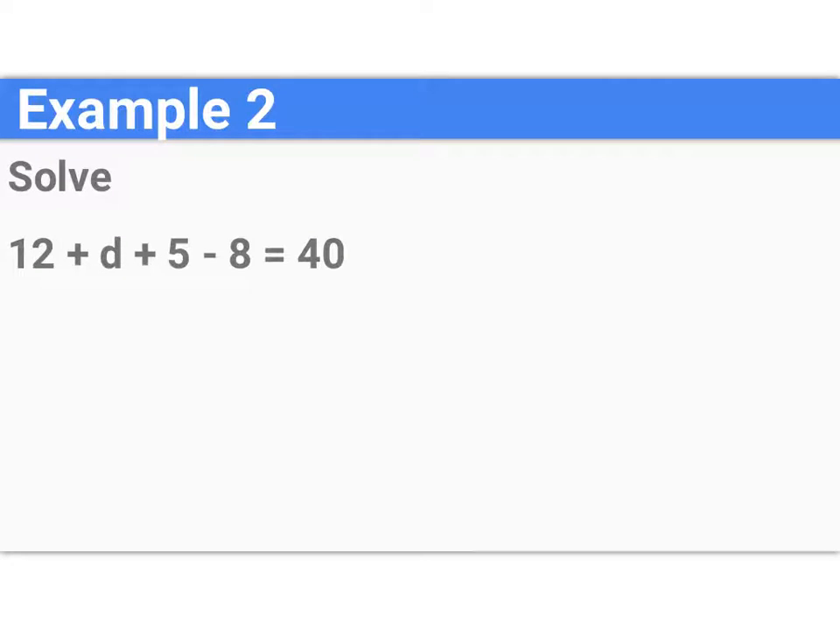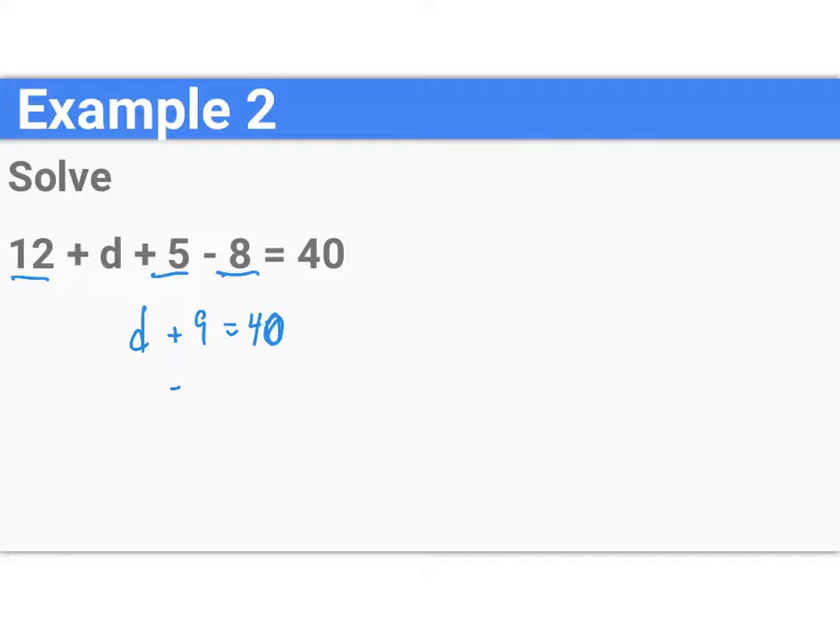Okay. Now we have a couple of things to do here. We see a 12, a 5, and an 8. And all of these are like terms. So what we're going to do is combine 12 plus 5, which is 17, and subtract 8, which becomes 9. So we got D plus 9 equals 40. Or we could have just individually added and subtracted them from both sides, but that would have just been a lot. So some of these equations, you're going to have to combine like terms.